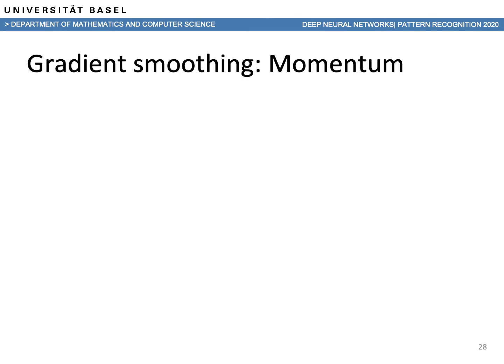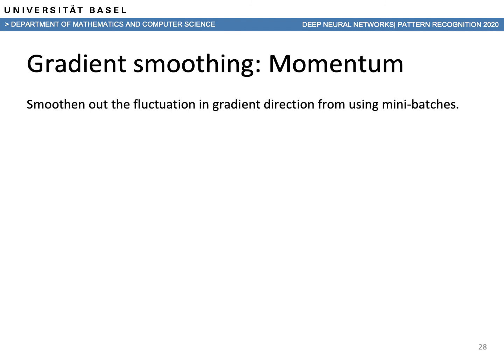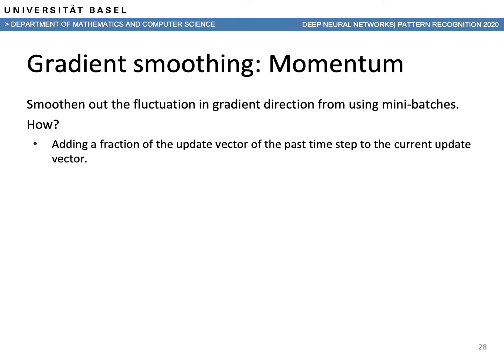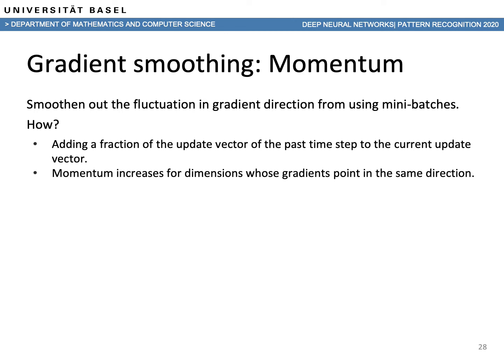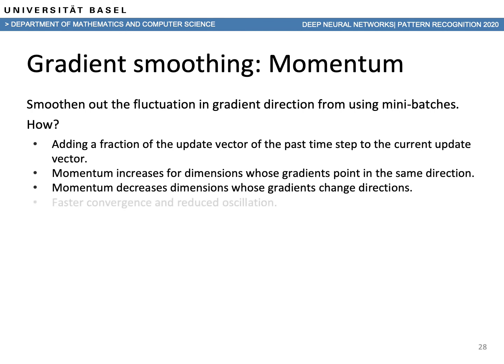Instead of doing smoothing on the learning rate, we can instead do gradient smoothing. And this is exactly what momentum is doing. So momentum tries to smoothen out the fluctuation in gradient direction from using mini batches. So how is it doing this? It is adding a fraction of the update vector of the past time step to the current update vector. So momentum increases for dimensions whose gradient points in the same direction, and momentum decreases in dimensions whose gradient changes directions. And the idea here is that we would have faster convergence and reduced oscillation in our system.